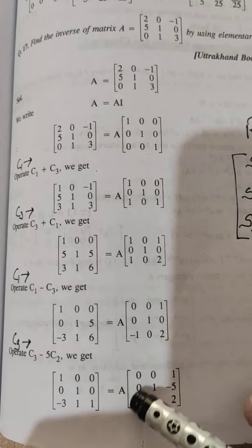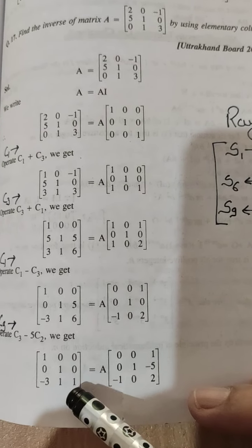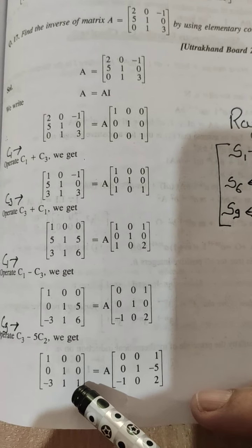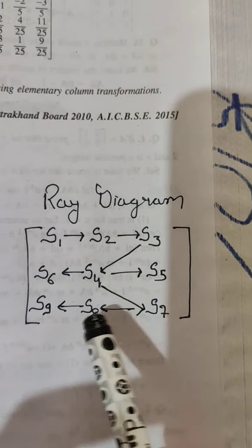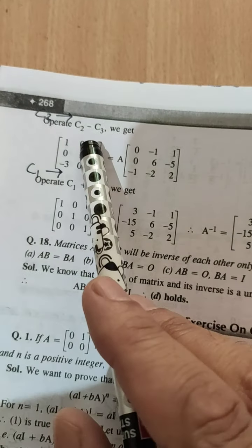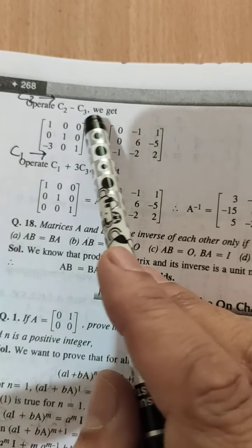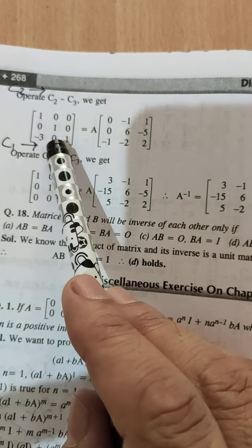Now where will we approach? Here, the last one, we are already getting 1. With the help of it, we will change these two elements to 0. All of you see the diagram. S7, S8 and S9 will change into 0. So we apply the operation C2 gives C2 minus C3. As we are applying, this becomes 0.